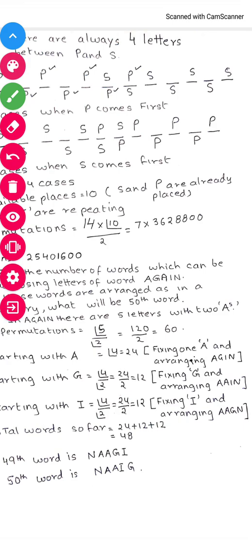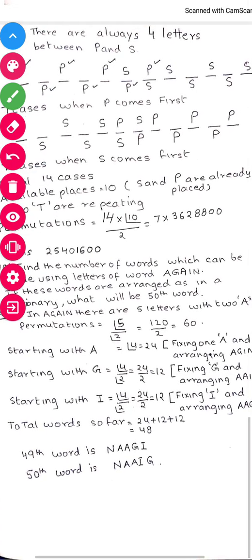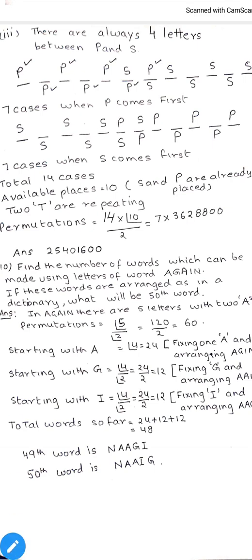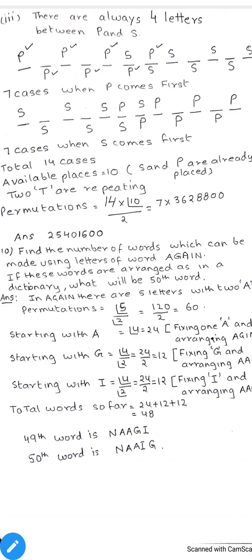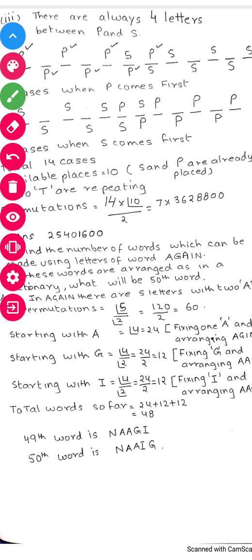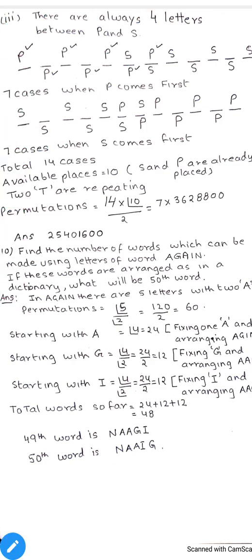So total number of words so far that we have considered is 24 plus 12 plus 12, that is 48. Now the 49th word will be NAGI, as you can see. Why is it NAGI? Because we are starting with alphabet N. Now as per dictionary, N is coming. First A will come, then G will come, then I will come, then N will come. And after N you can see there are A, G, I, absolutely according to dictionary.